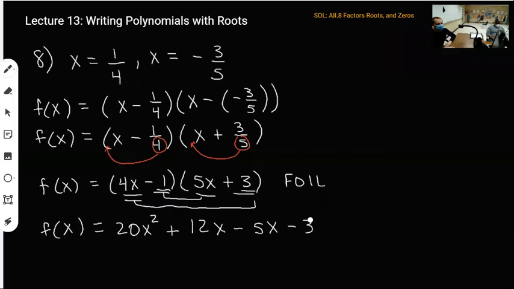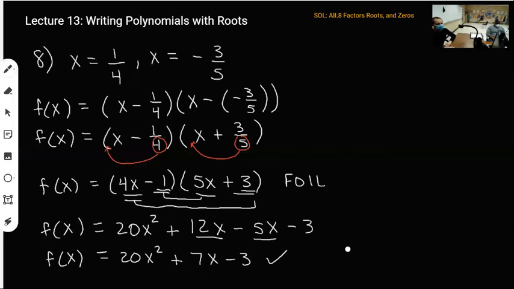Okay, so now I'm ready to combine my two middle terms. I bring down the 20x squared and the f of x. In the middle, I have 12x minus 5x. That's going to give me 7x. And then the last thing I do, I don't want to forget to bring down the -3, because that's going to be my constant term. Okay.